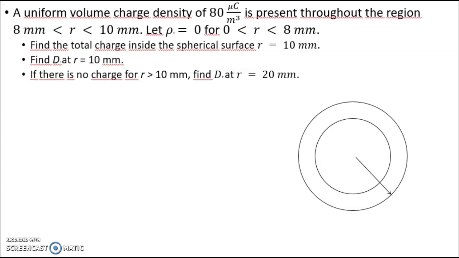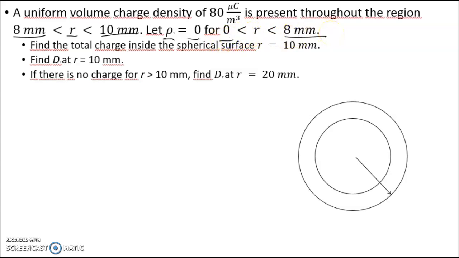Flux density homework, problem 4. We have a uniform volume charge density of 80 microcoulombs per cubic meter in the region from 8 millimeters smaller than radius smaller than 10 millimeters. We will consider that the volume charge density is 0 if we are working with radius smaller than 8 millimeters, that means between 0 and 8 millimeters.